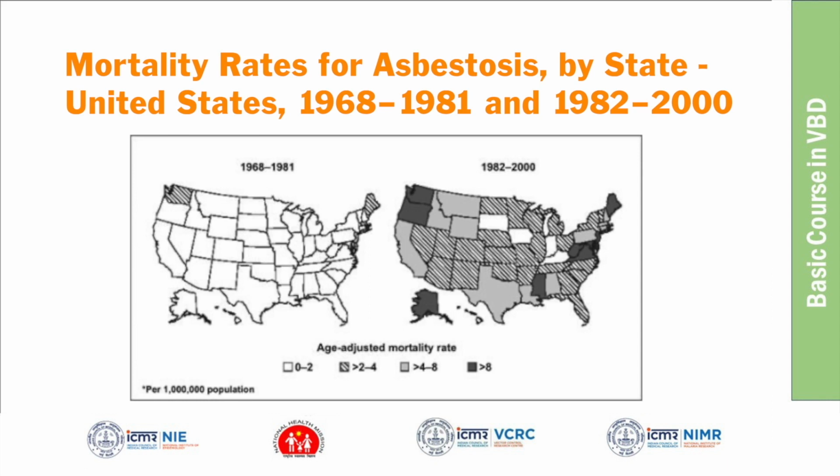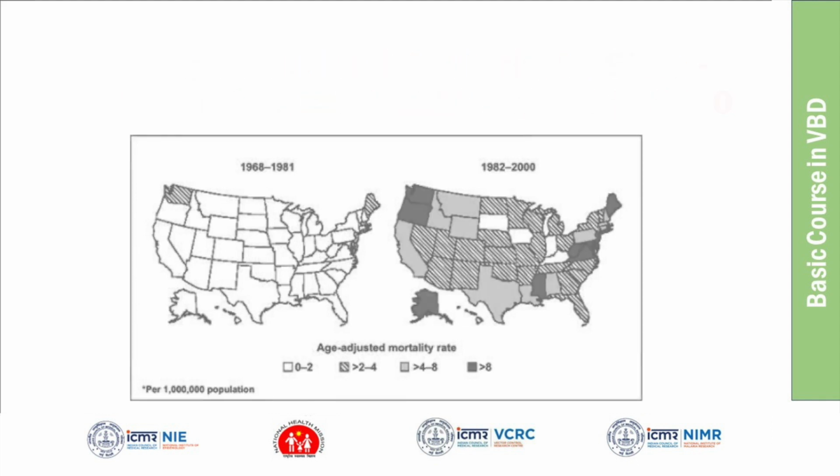One is the time, mentioned as 2 different timelines, that is 1968 to 1981, the first graph, and another one is 1982 to 2000. And how have they classified? Based on the age adjusted mortality rate. So age 0 to 2, more than 2 to 4, so various kinds of groups based on the age. So you could observe all these 3 factors in the single map.